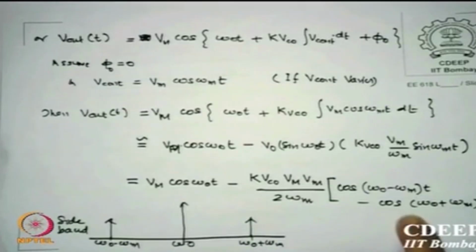But if V control varies, you have two other frequencies surrounding it which are called sidebands. These are essentially noise bands, okay. So some energy will be lost in sidebands, okay. So in many cases, how do I retain control voltage constant or noise free? That is essentially what we will do through PLL.